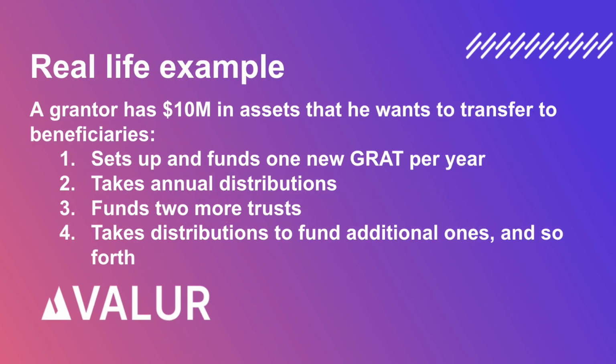To see how rolling GRATs work in practice, let's consider the following example. Imagine that a grantor has $10 million in assets that he wants to transfer to their beneficiaries without incurring gift or estate taxes. To do this, the grantor sets up at least one new GRAT per year, each with the same duration. 2 years is standard.